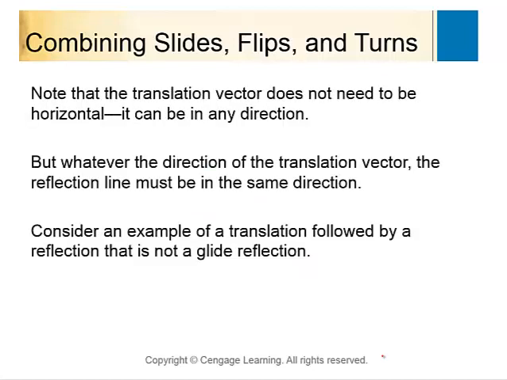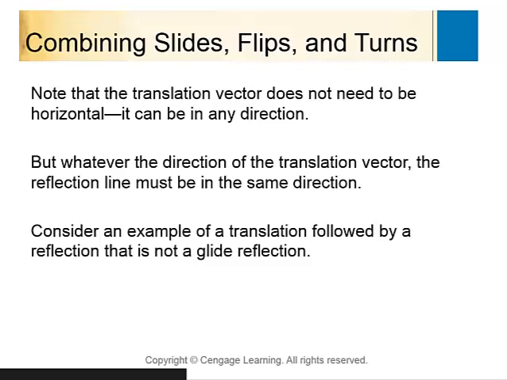Translation vector does not need to be horizontal. Now it can be in any direction, so I can slide it in any direction. So I can make it angle. However, in order for it to be a glide reflection, whatever direction your translation vector is in, the reflection line must be in that same direction.